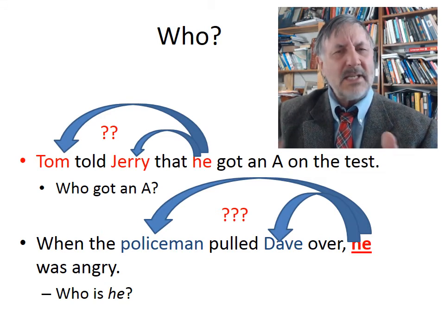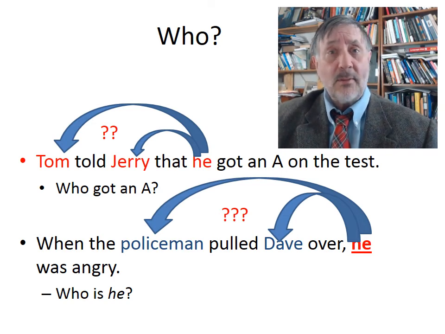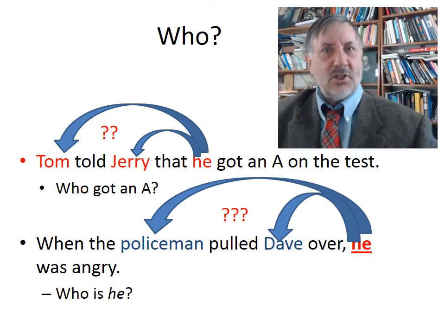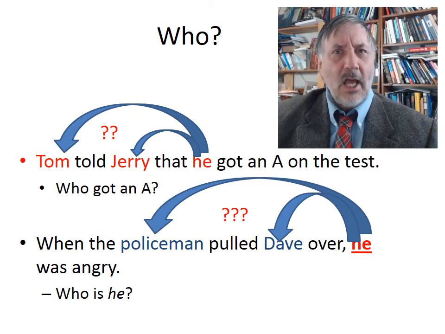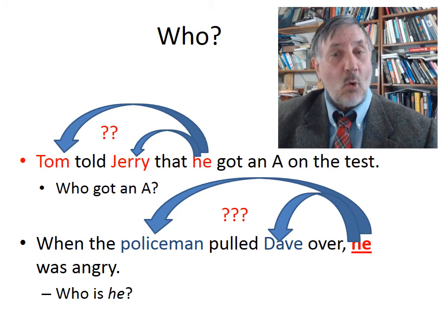Now, I sometimes ask students, who is he? And they insist that, oh, it's very clear to them, it's Tom. Or some say it's Jerry, and fisticuffs ensue because they're very sure. But the fact is, you're not sure, because he can refer to anyone, as the arrows attest. The he could point to either Tom or Jerry.